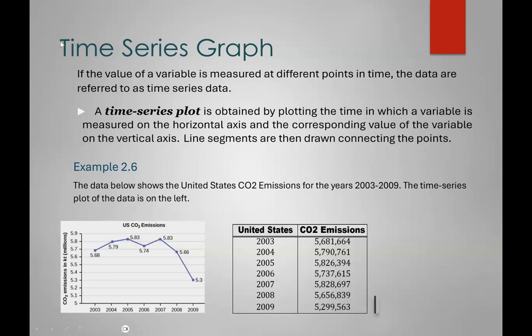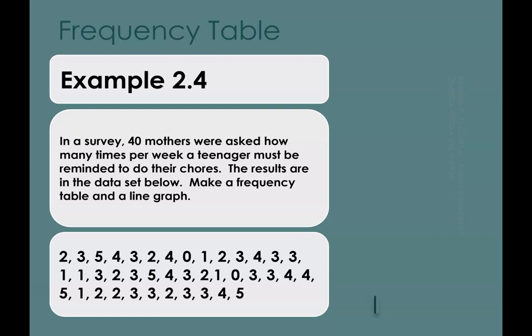And now we're going to look at time series graphs. If the value of a variable is measured at different points in time, the data are referred to as time series data. Now, if you need to make one of these specifically for an activity, we'll go through that in more detail, but typically we're just going to be interpreting these. So the plot is obtained by plotting the time in which a variable is measured on the horizontal axis and the corresponding value of the variable on the vertical axis.